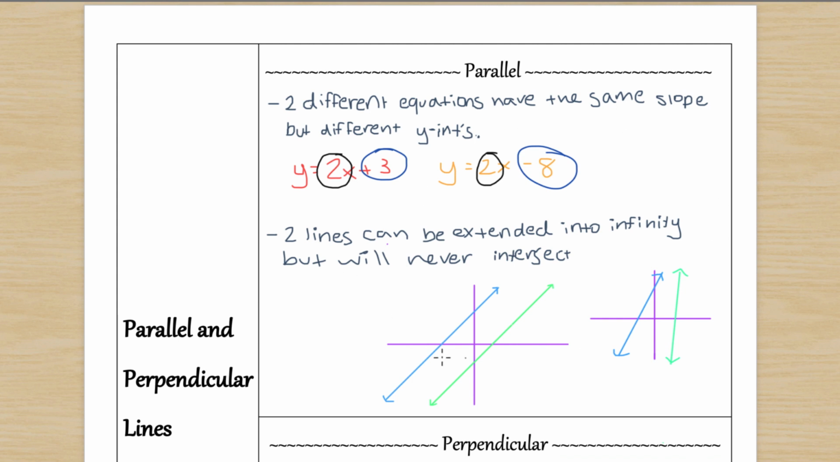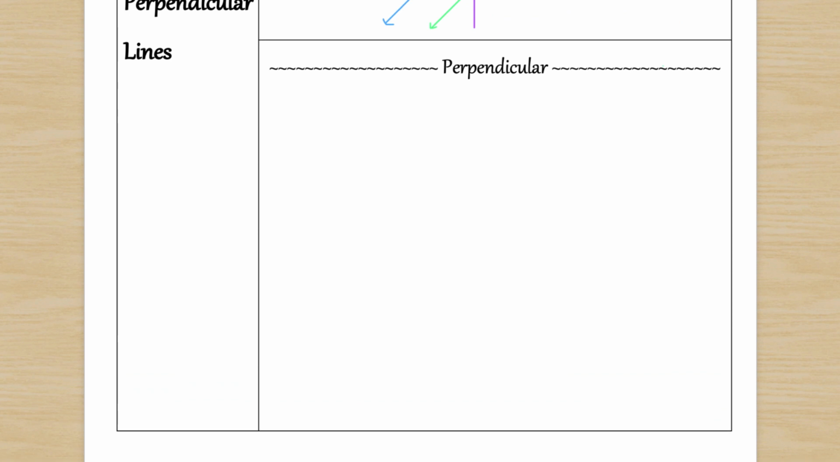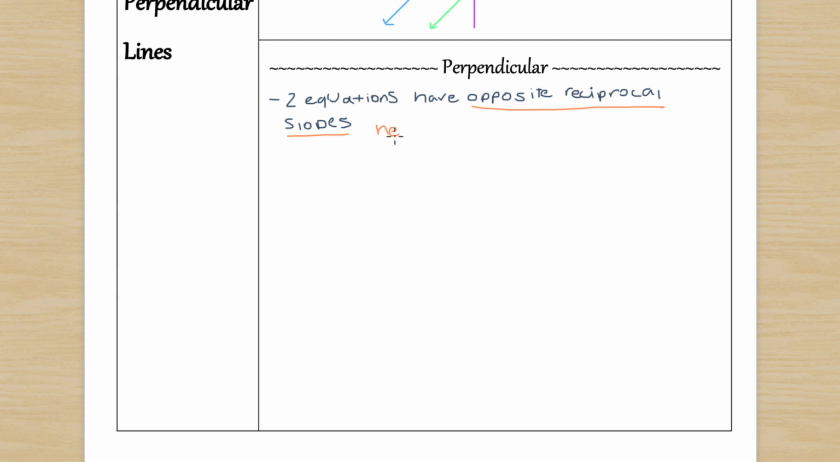So now that we've covered parallel lines, let's move on to perpendicular lines. Perpendicular lines are when two equations have opposite reciprocal slopes. Basically, an opposite reciprocal slope is the negative of the flipped slope. And you'll see what I mean when we see the example.